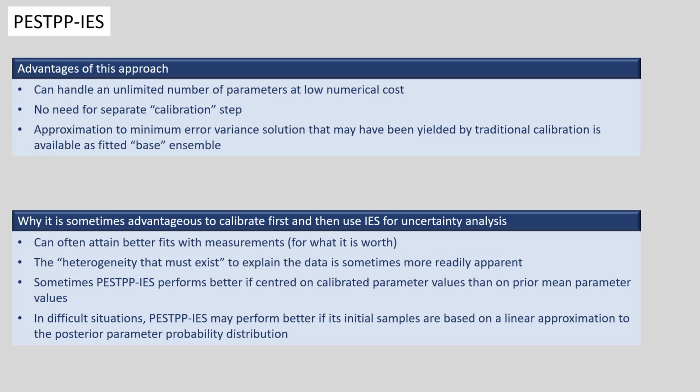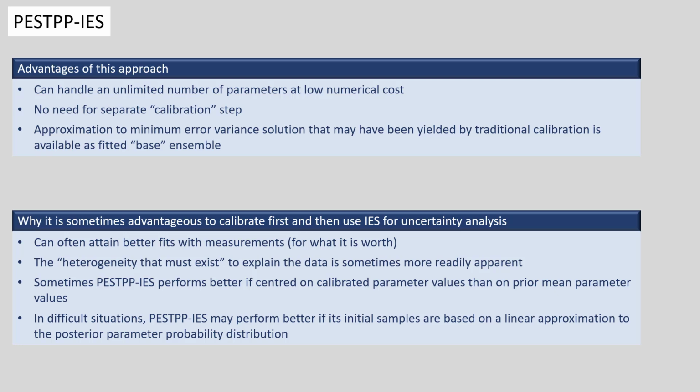Prior parameter probability distributions are provided to PEST++ IES in the same manner as they are for the linear analysis methods which we described beforehand. So essentially a covariance matrix of prior parameter probability. This prior parameter probability covariance matrix is used to describe the parameter probability distribution, which is then randomly sampled to provide initial parameter values for PEST++ IES.